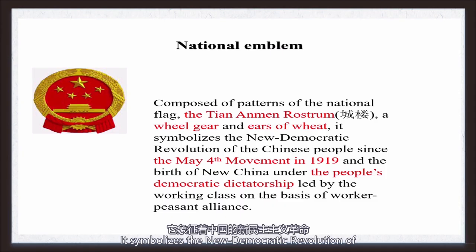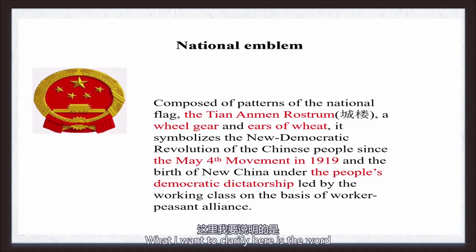It symbolizes the new democratic revolution of the Chinese people since the May 4th movement in 1919 and the birth of a new China under the People's Democratic Dictatorship led by the working class on the basis of a worker-peasant alliance.